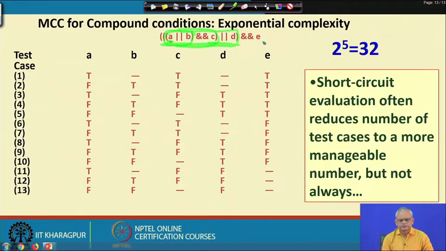So, even though we are saying that 32 test cases are needed, depending on the short circuiting approach the compiler takes, we might need much less than 2 to the power n to achieve multiple condition coverage testing.